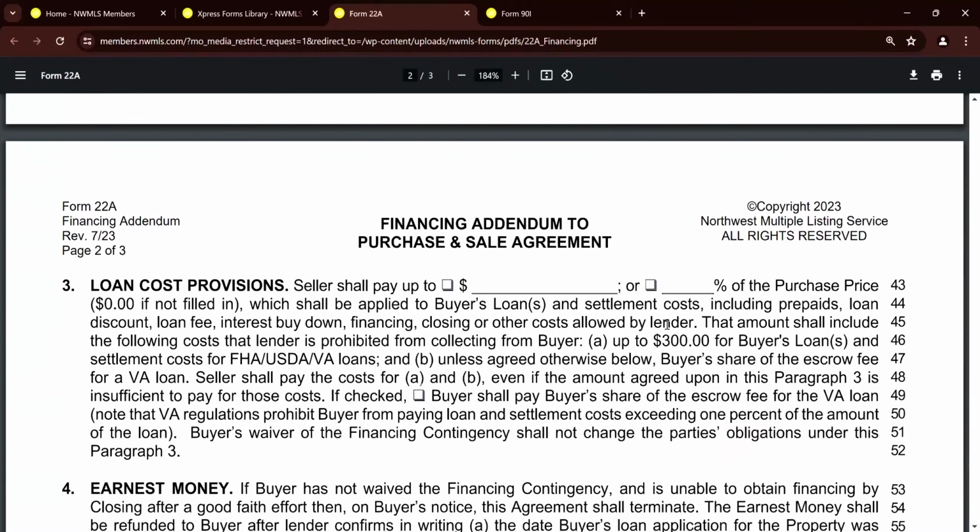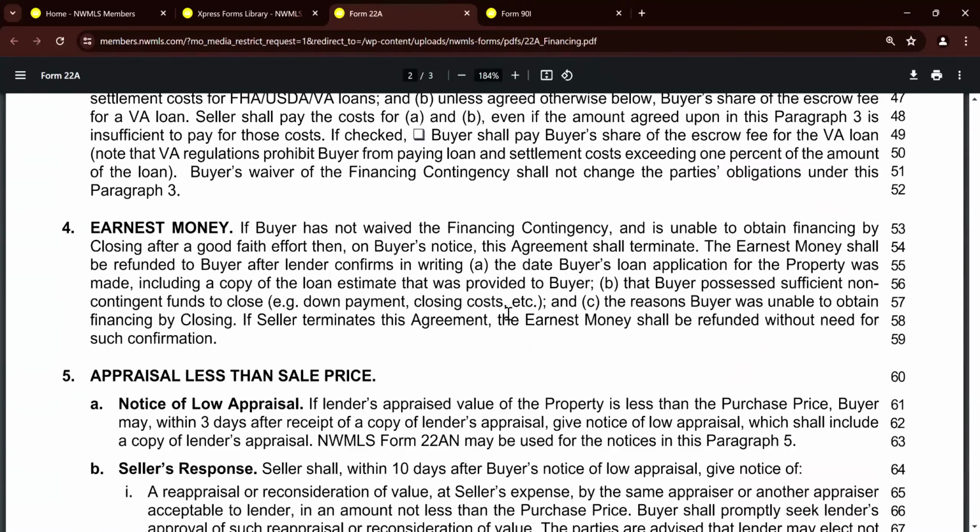Let's go to the next spot, earnest money. This is the part that connects to the 90I. If buyer has not waived the financing contingency and is unable to obtain financing by closing after a good faith effort, you have to hang on to this one. Then on buyer's notice, this agreement shall terminate. The earnest money shall be refunded to buyer after lender confirms in writing.